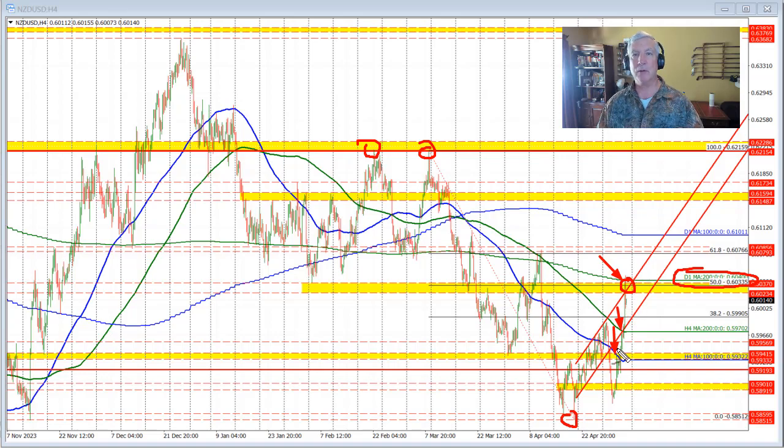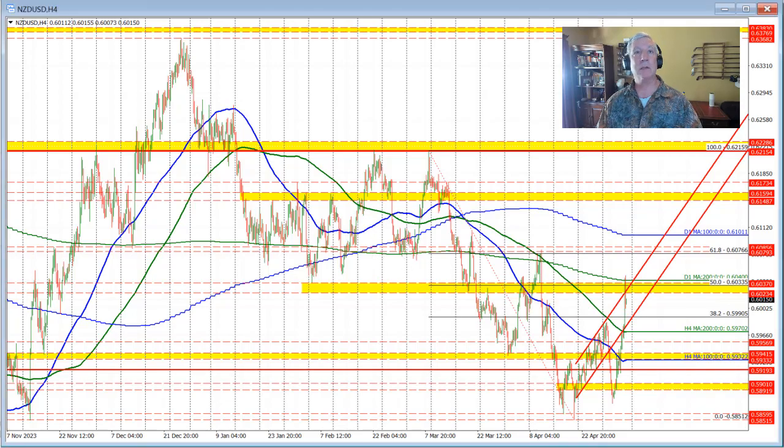If we break above those levels, then look for further momentum with the 61.8% retracement, followed by the 100-day moving average, as the next upside targets to get to and through for this currency pair to increase the bullish bias. Now, if the price were to conversely stay to the downside here, what would give the sellers more confidence on the downside?